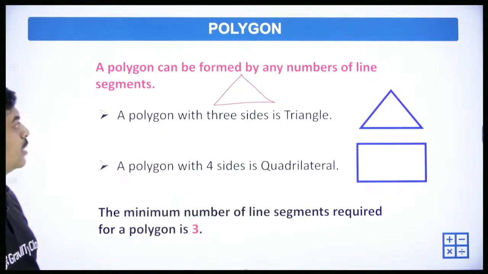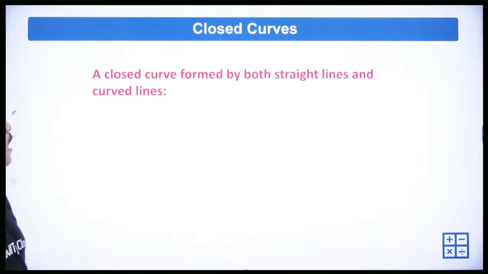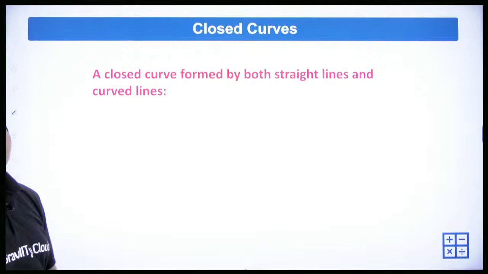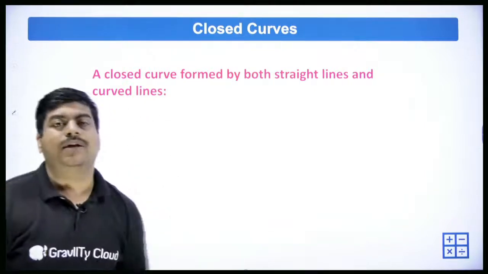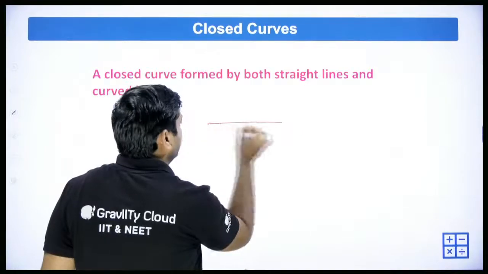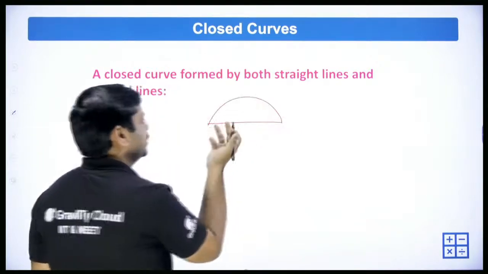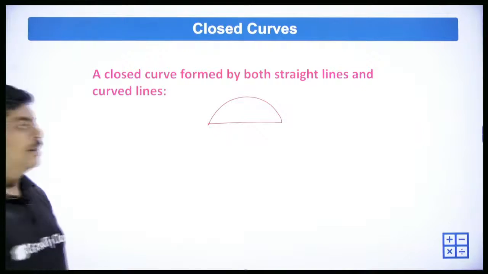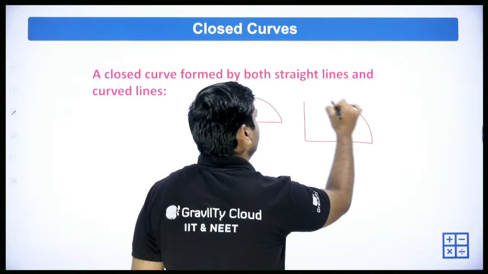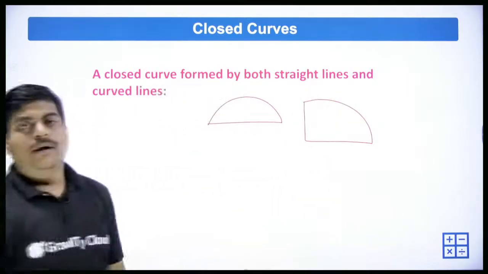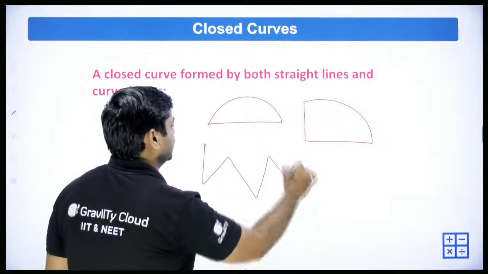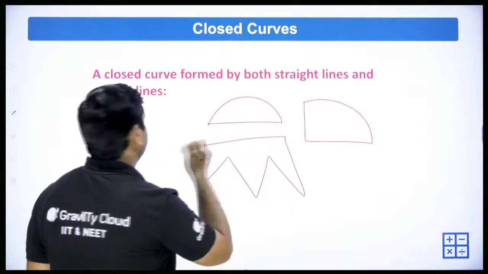Right? So, moving ahead, a closed curve formed by both straight lines and curved lines. That means I already gave you an example. So, this is a straight line and a straight line and a curve like this. So, this is one of the curves. Right? A straight line and a curve from here to here. So this is also one figure. You can have any number of straight lines, 1, 2, 3, 4, 5, 6, and then you can join this one with the curve.